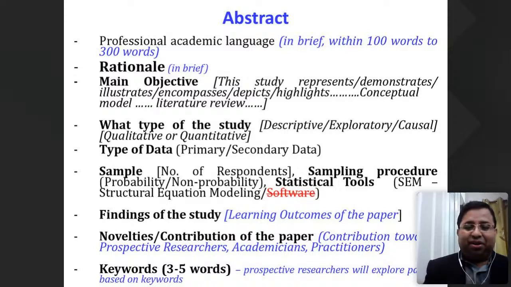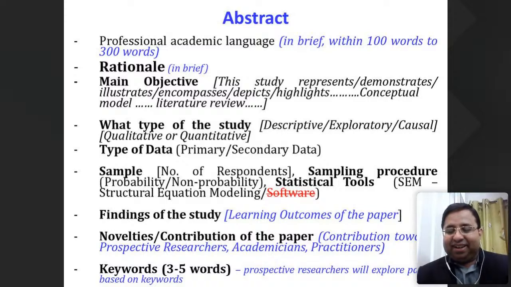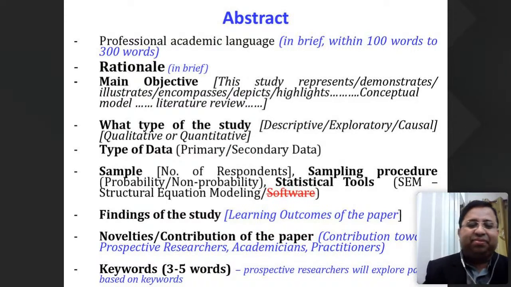Say supply chain management area, or maybe operation management area, or maybe the artificial intelligence area. Because you unlock the further frontiers, unlock the further frontiers for the prospective researchers. And that is the contribution of research.